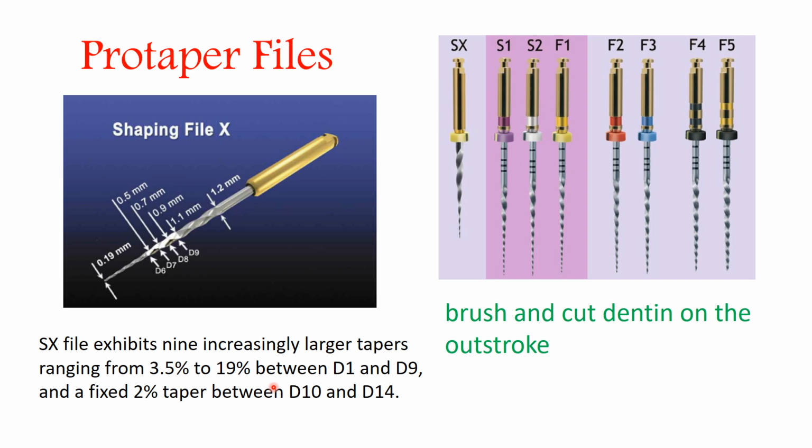That means the taper is not the same throughout the length of the file. It varies. Somewhere it increases, somewhere it decreases, and somewhere it is constant. So you can see here between D10 and D14 there is a fixed taper of 2%.